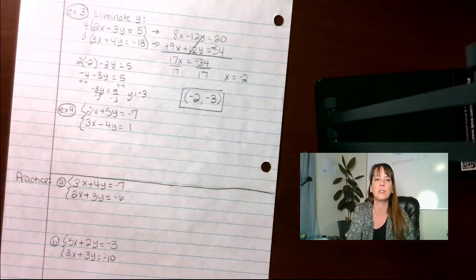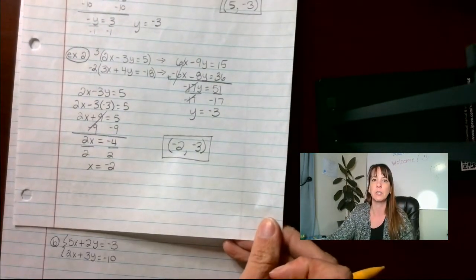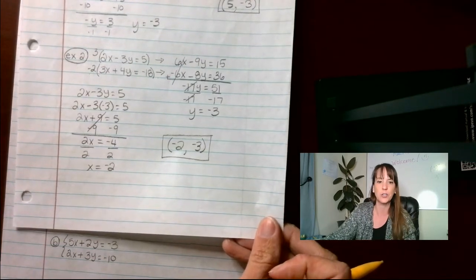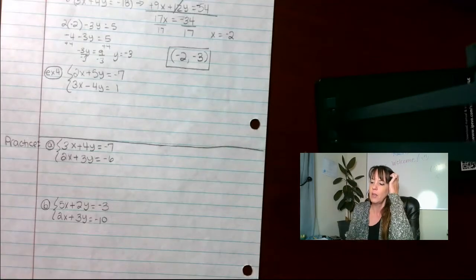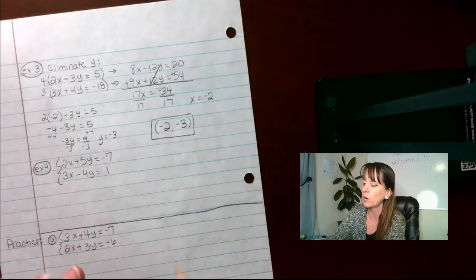Okay, and if you go back and you look, it's the exact same problem. I just eliminated the y's first instead of the x's, and sure enough, we got the same answer. So it doesn't matter, you can eliminate either the y's or the x's. All right, so for example number 4.